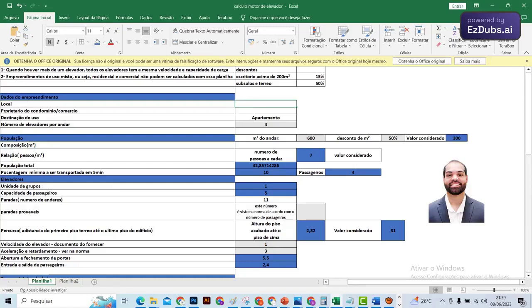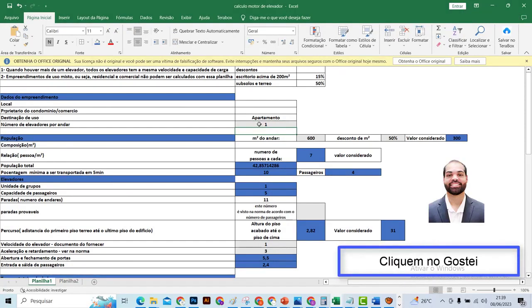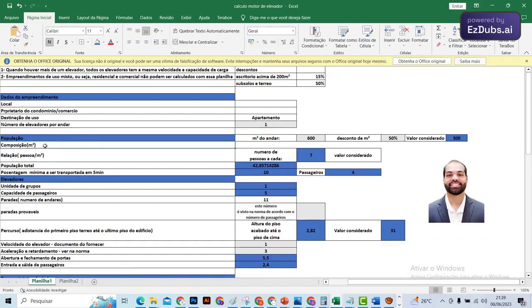The destination of use that we are going to be carrying out this calculation for is an apartment destination, an office, or a trade. So all this we have to take into account. The number of elevators per floor I will consider 1 here, okay? The only elevator per floor, where our consumer units are located. The population, at this moment we had to take into account the composition, which is exactly what I put above, except that it is written down here, okay?